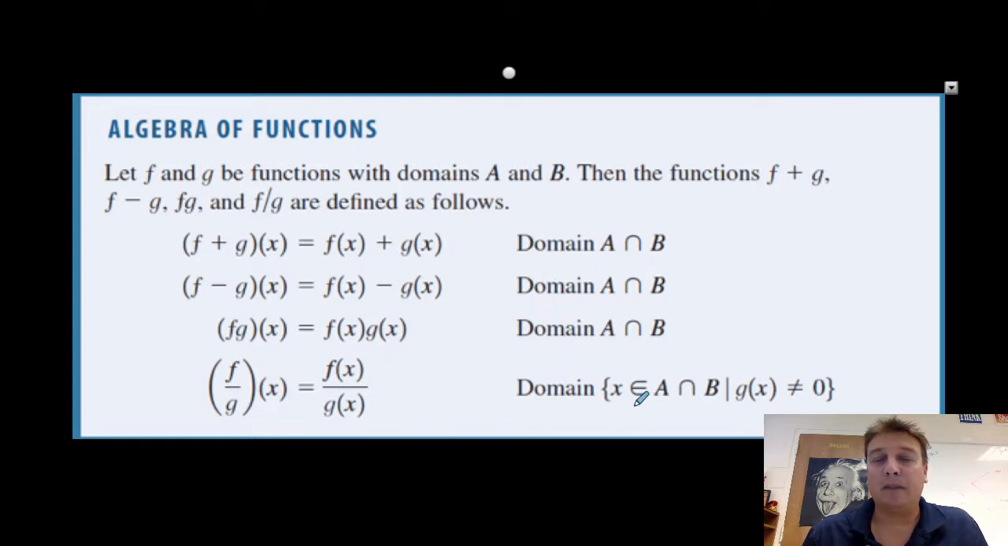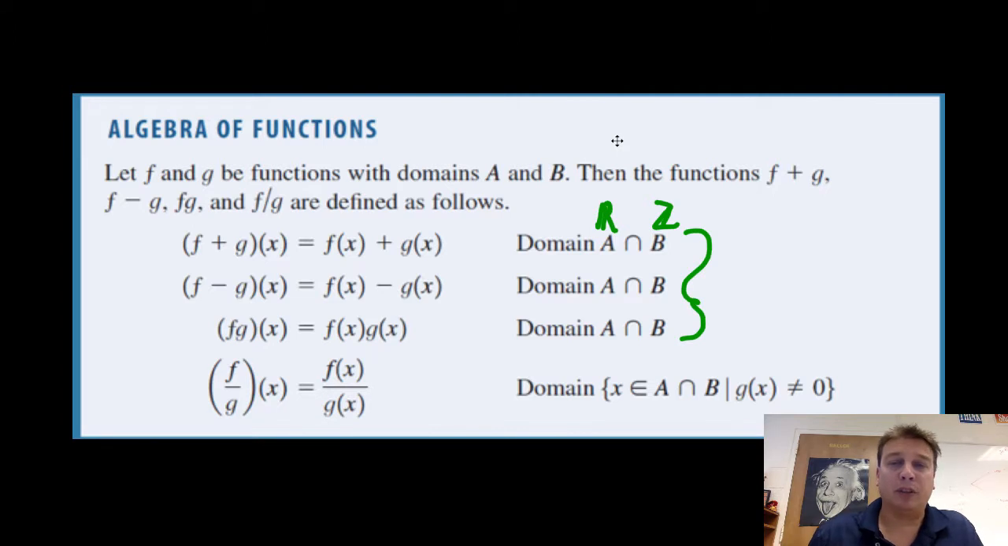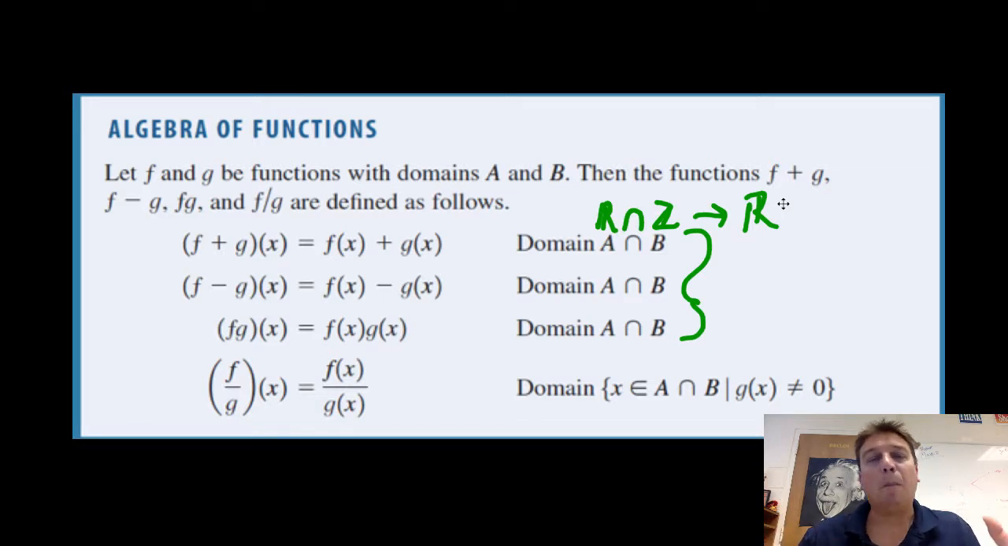But looking at what we have here, I want to make sure we understand these parts. If A is the domain of function f and B is the domain of function g, all we do for all of these is combine the two domains. So if this is the set of all real numbers, A, and this is the set of all integers, which we label as Z, then the integers combined with the real numbers would give us all real numbers again. So all we're going to do is combine the domains.